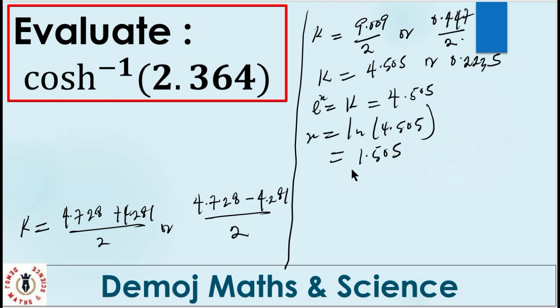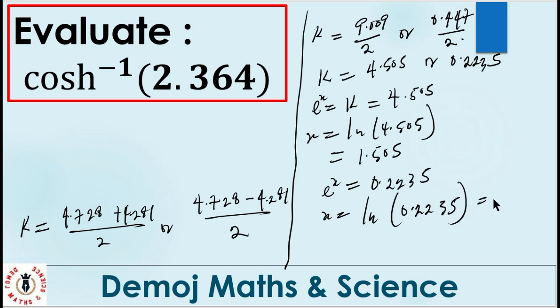Likewise, when k is equal to 0.2235, e raised to power x will be the same thing as 0.2235, and x will be the same thing as the ln of 0.2235, which is the same thing as minus 1.498. We have two values, and we'll take the positive real part, which is x equals 1.505. That will be the value of x for cosh inverse of 2.364.